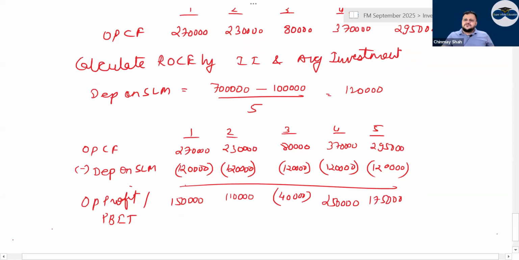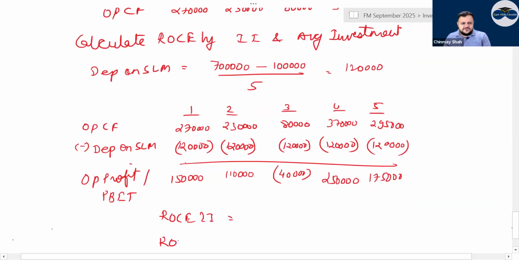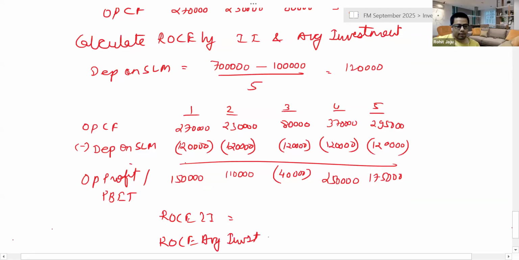You got the PBIT. Now calculate ROCE. ROCE first by initial investment is how much? And ROCE by average investment. Do you need me for average investment now? No sir. Then do it.